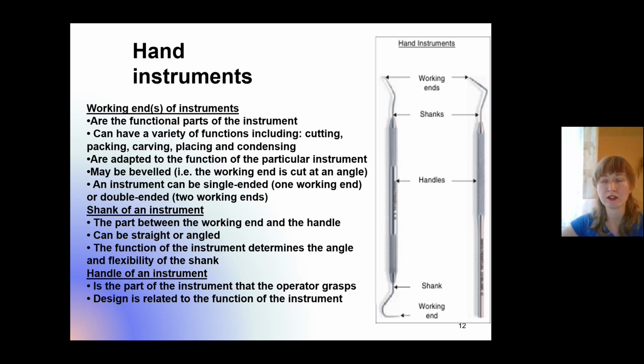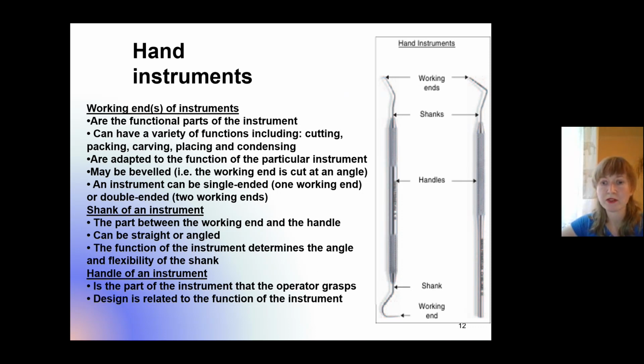They can have a variety of functions, including cutting, packing, carving, placing, and condensing. They are adapted to the function of the particular instrument, may be beveled. It means that working end is cut at an angle. An instrument can be single-ended, one working end, or double-ended, two working ends. Shank of the instrument. It is part between working end and handle. It can be straight or angled. The function of the instrument determines the angle and flexibility of the shank.